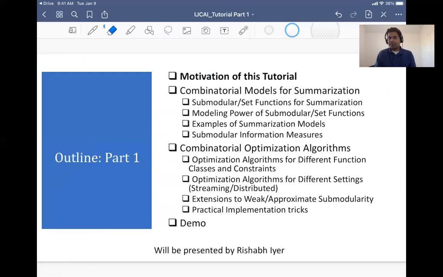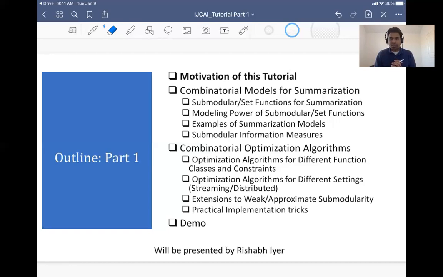I'll start by giving a motivation of subset selection problems in machine learning. The first part will focus more on the theoretical and algorithmic aspects. So in this first part, we'll talk about combinatorial models for summarization. This will include understanding the role of submodular functions, the modeling power of submodular functions, examples of submodular functions, and so on and so forth.